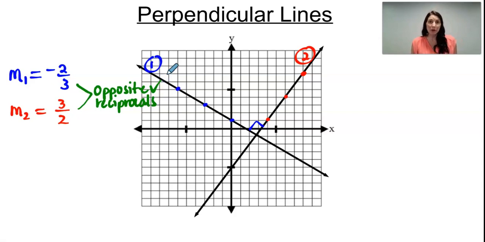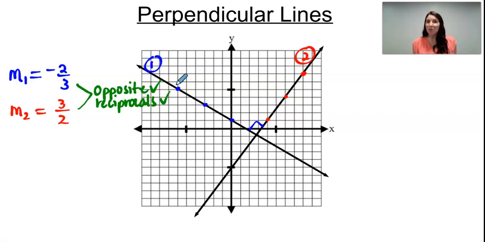Now let's look at reciprocals. Reciprocals kind of mean just the fraction is flipped. So if the top one is 2 divided by 3, well, if I flip that, the bottom one is 3 divided by 2. So yes, they are opposite reciprocals.